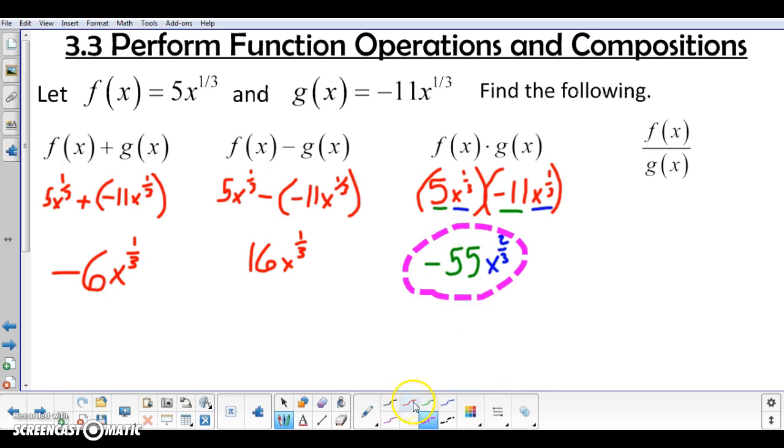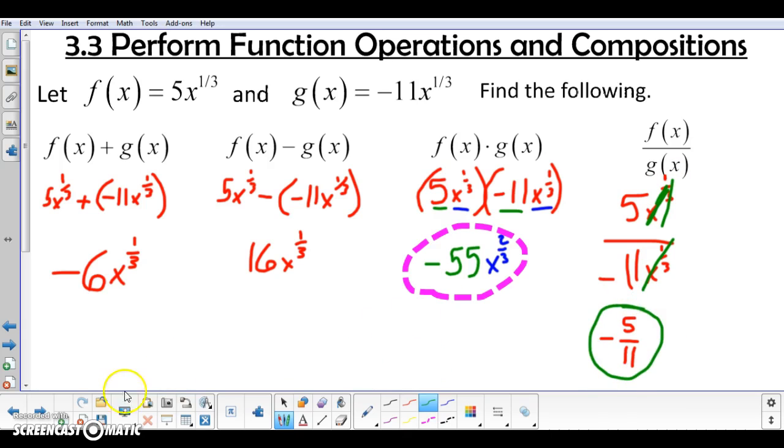And finally, we'll do a little bit of division. F of x divided by g of x. So 5x to the 1/3 divided by negative 11x to the 1/3. The coefficients I would simplify if possible. Well, negative 5/11 is all I'm going to be able to come up with there. Then the x's, I would subtract exponents or think about them in terms of canceling. Well, x to the 1/3 over x to the 1/3, that's exactly the same. If I think about it as subtracting, 1/3 minus 1/3 is 0. So x to the 0 power is 1. Really, these cancel and become just 1, which means negative 5/11 would be the quotient of those 2 functions.